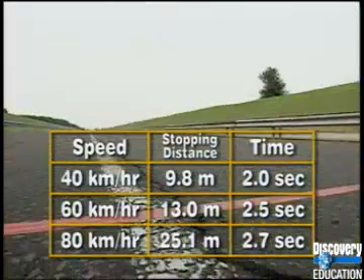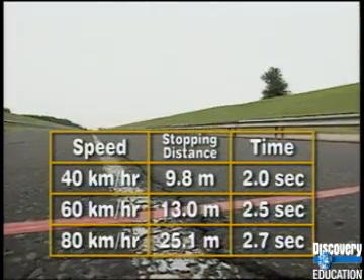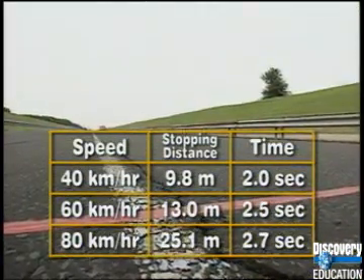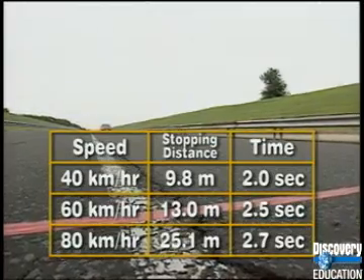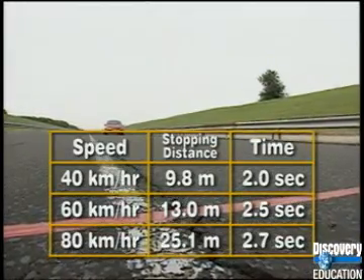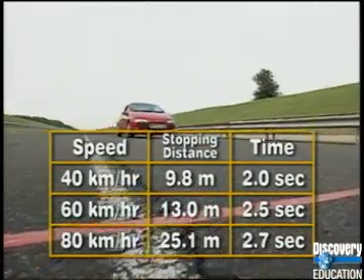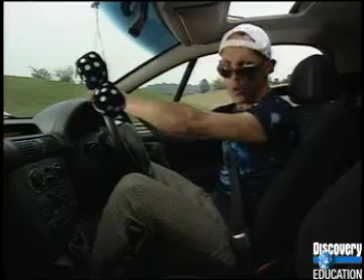At 40 kilometres per hour, the car travels 9.8 metres and comes to a stop in 2 seconds. At 80 kilometres per hour, the car travels 25.1 metres and comes to a stop in 2.7 seconds. Wicked!